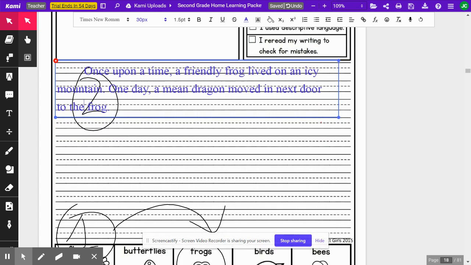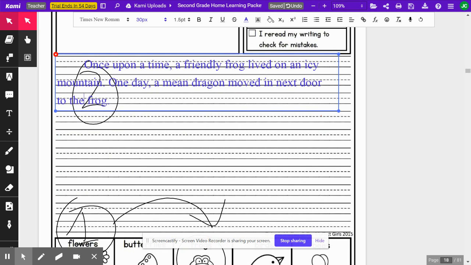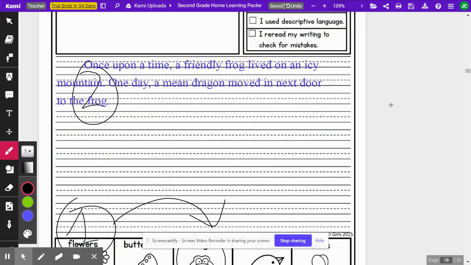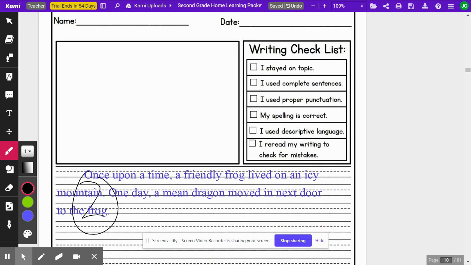Then when you're all done filling all of this space right here, all of it, guys, no going halfway, fill the whole thing. When you're done with that, then you go up here and you read these to see if you stayed on topic. You give it a check. If you did, you got to reread your story. Use complete sentences, use proper punctuation. My spelling is correct. So, for example, let's go with this. Mr. Crandall, did he stay on topic with these first two sentences? Let's see, he talked about frogs, and then a mean dragon moved next door to the frog. Yep, there's a frog right there.